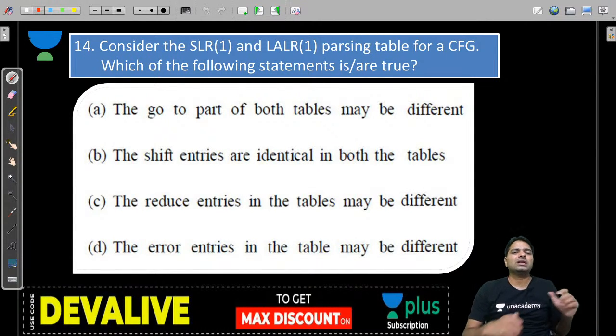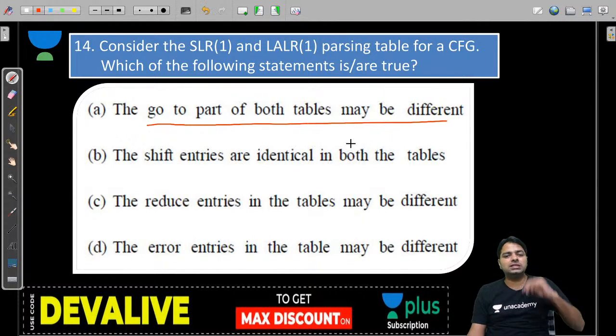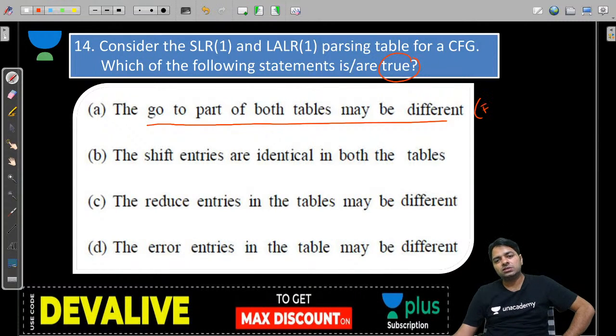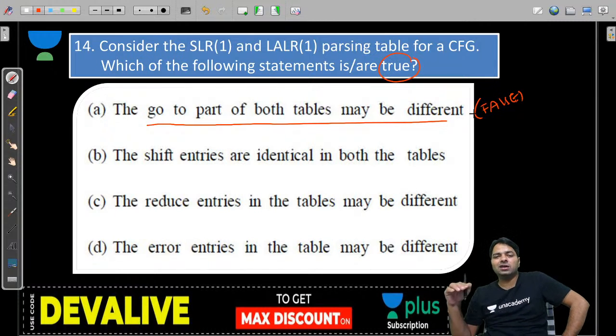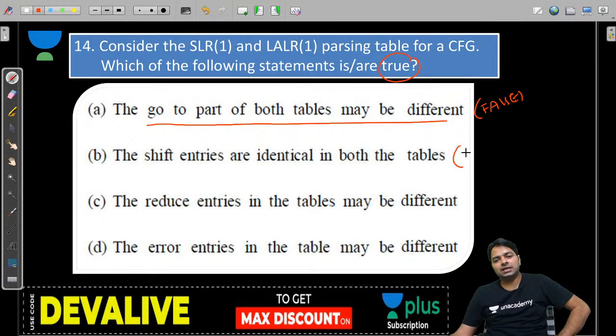Now when you consider the tables for both SLR and LALR, the goto part of both tables is actually the same. He is saying that it is different, so this is false, because they are actually the same, because the goto part for LR0, SLR1, LALR1 is always the same, and shift entries are the same in both tables. Yes, this is true, because the size of the table is the same and shift entries are also identical. This is true.